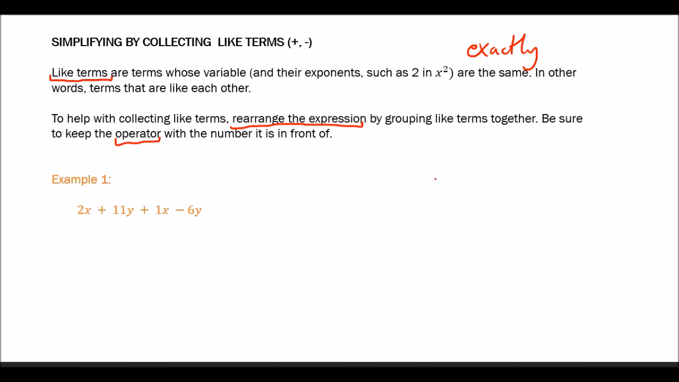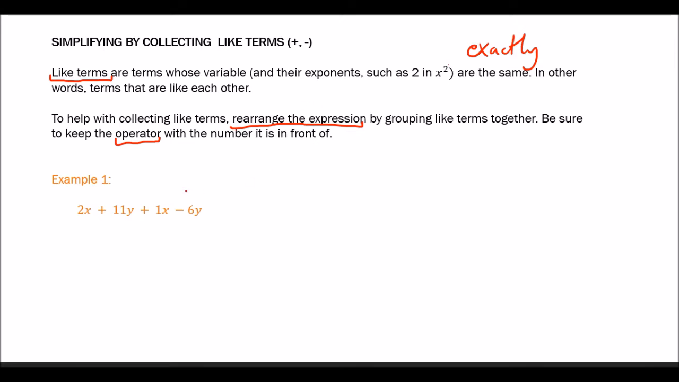So let's see this example here. Let's try and group the like terms for this. Remember, the like terms have to have the same exact letters and the same exact exponents. If you want to group like terms with x squared, they have to have exactly the same x squared in there. But in this case, there's no exponent.